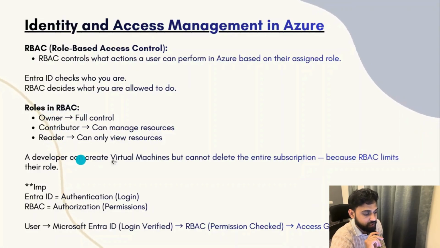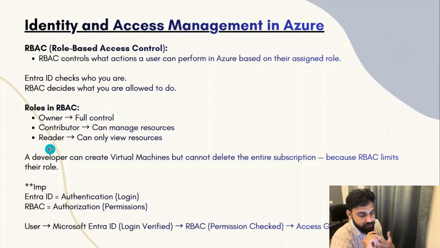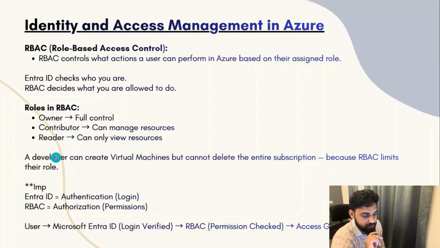Okay, a developer can create virtual machines but cannot delete the entire subscription, because role based access control limits their roles. So if the user is a developer and you want to give a role to that particular developer, which role will you give? For the developer you will give the contributor role, because sometimes they might need to update some data. But for the developer you will not give the owner role, right? Because they are a developer, they cannot delete the virtual machine. But yes, they can create the virtual machine. Okay, but cannot delete.